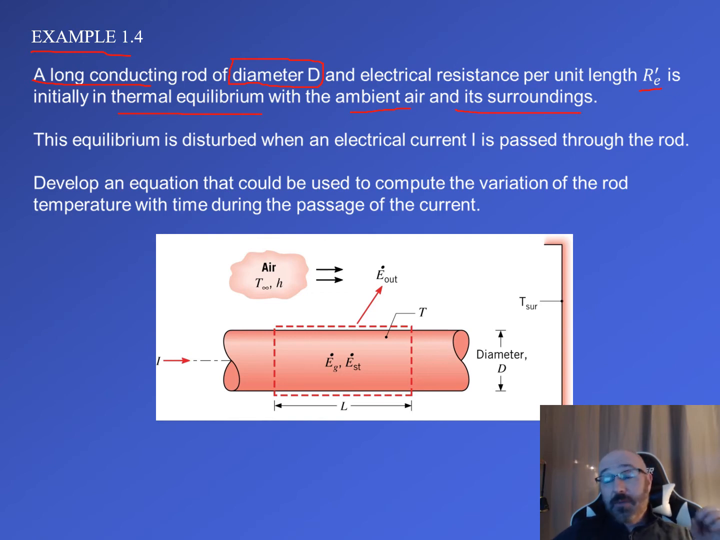So this equilibrium is then going to be disturbed when an electrical current of I is passed through the rod. So we come down here, there's our electrical current I that's going to be passed right through the rod. They are asking us now to develop an equation that could be used to compute the variation of the rod temperature with time during the passage of this current I there.